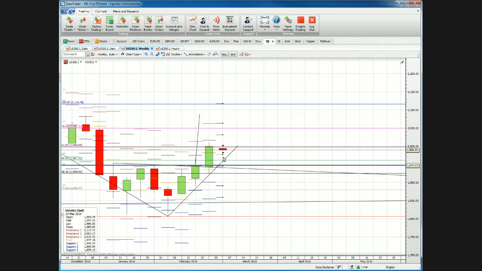So maybe for a 1 to 3 day trade, we'd be looking to buy dips in here down to 1977. Your stop can be at 1960, so a 17 tick stop. So again, you're looking at between a 35 and 50 tick target on that. That would take us to the 78.6% retracement. Again, that's a basic way of looking at it.